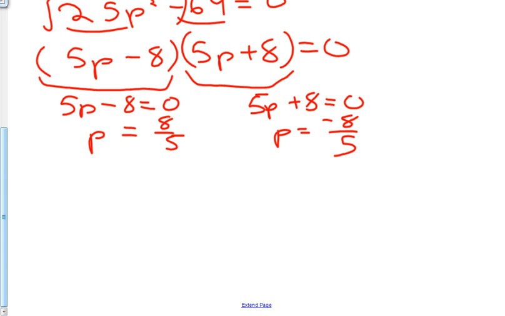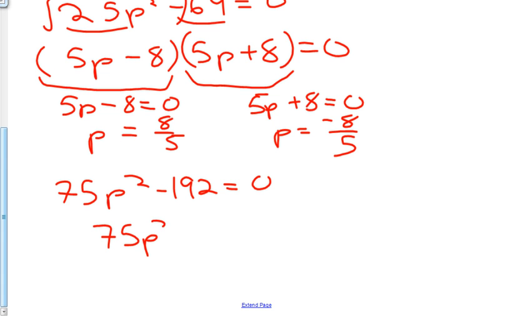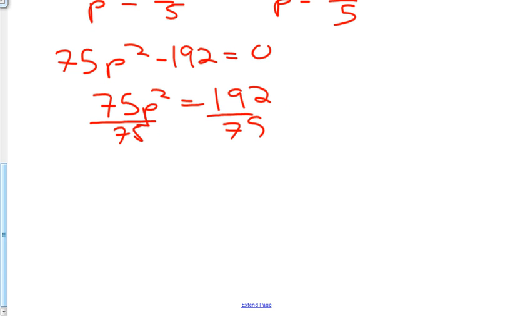Let's verify using a different method. It's pretty easy. So I had 75p squared minus 192 is equal to 0. What happens if instead of factoring, I move 192 over and do algebra? 75p squared is equal to 192. I'm going to divide by 75 on both sides. That yields p squared to be 64 over 25.